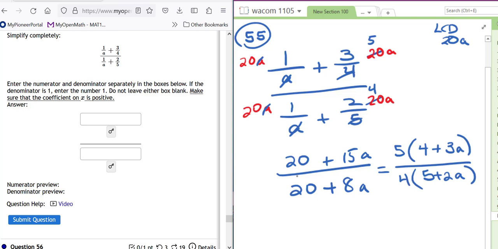Make sure you don't just cross off these 20s. You are not allowed to do that because of the signs in between. So this is 20 plus 15A. Your order doesn't matter. And this is 20 plus 8A.